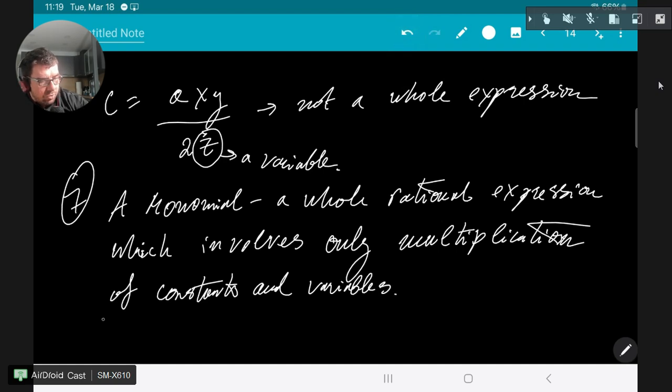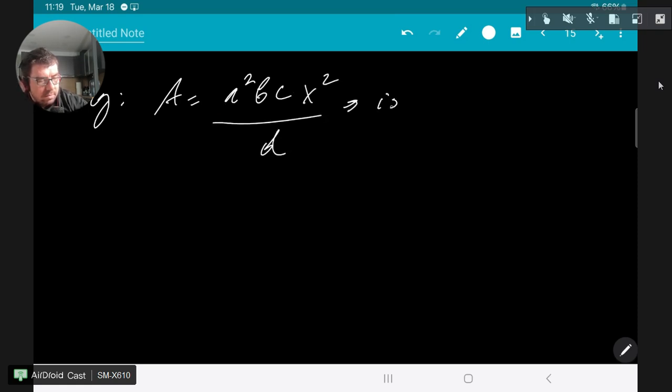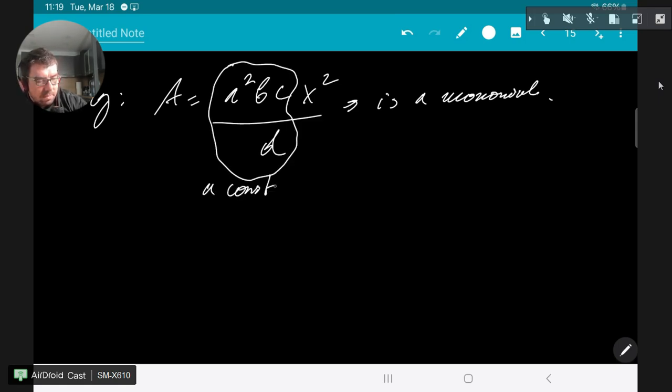Alright, this is the monomial. Now let's give some examples. If I have a to the power of 2, b, c, x squared over d, this is a monomial. I have only multiplication of constants and variables, because this whole thing here is a constant. It is a constant multiplied by variable x squared, alright?